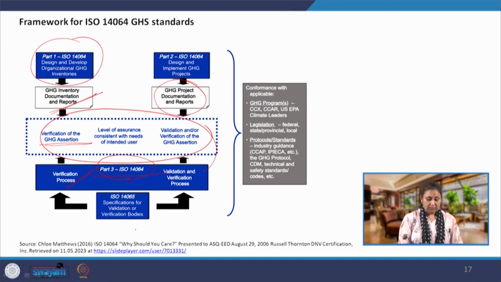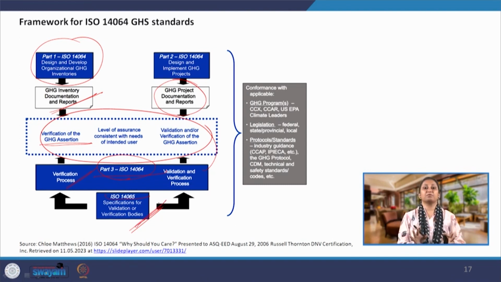Now, in addition to 14064, 14065 helps us in defining the specifications for validation and verification bodies. Who will verify? The organization which is reporting the emissions will not verify. So, there is a third party, a body which will validate and verify the emissions. 14065 is the specification for this verification and validation body. Not everybody can validate. Who will validate? How will they validate? How will they verify? These specifications are given in 14065.